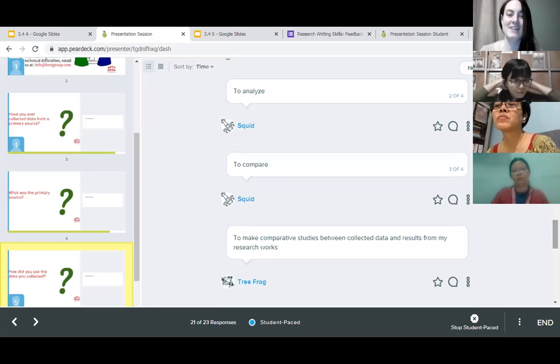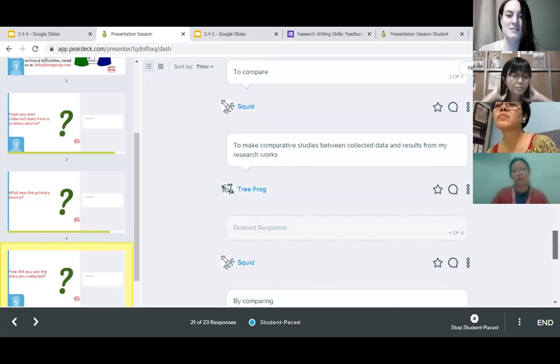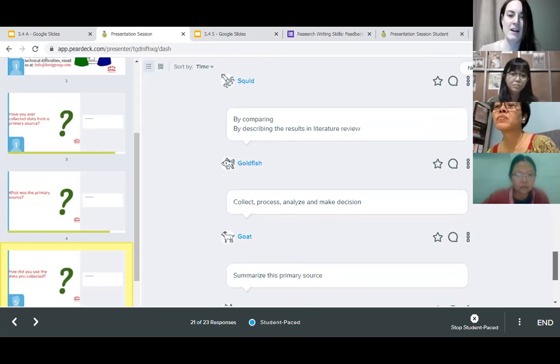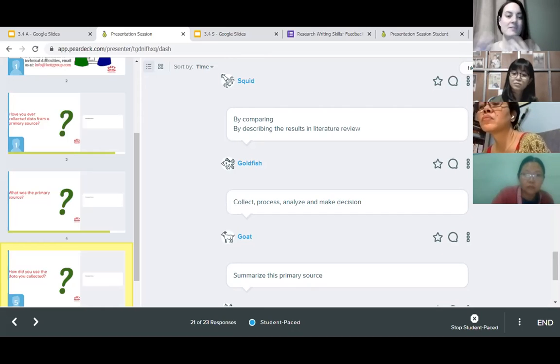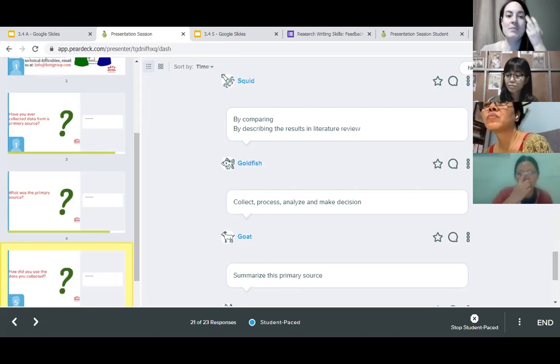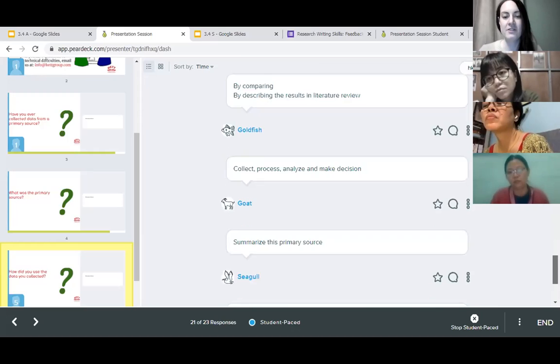To analyze, good. To compare, to make comparative studies between collected data and results from my research work. Yeah, by comparing, by describing the results in the literature review. Again, it would be someone else's primary sources you would then use in your literature review, but your own primary sources would not show up in your literature review because your own would be done after the literature review.